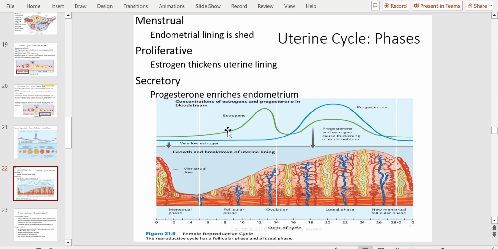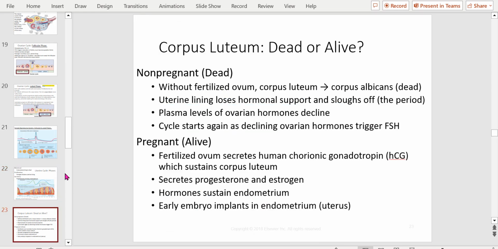Just having a look at the amount of estrogen. In the menstrual phase, the endometrial lining is shed. In the proliferative phase, the estrogen thickens the uterine lining. In the secretory phase, progesterone enriches the endometrium in preparation for implantation.